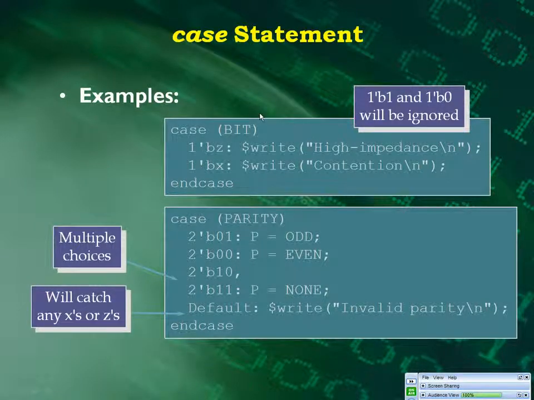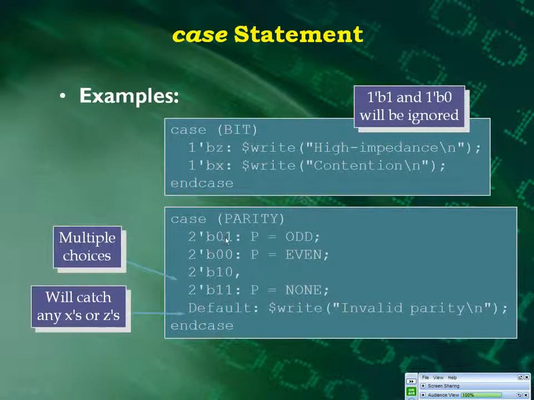So here, let's say that I've declared bit to be just a single bit wide, and in this case, here's a case statement, case, bit, there's our expression. So now if bit is equal to 1 tick BZ, it'll write this out. If bit is equal to 1 tick BX, it'll write this out. If it's something else, it's not going to do anything.